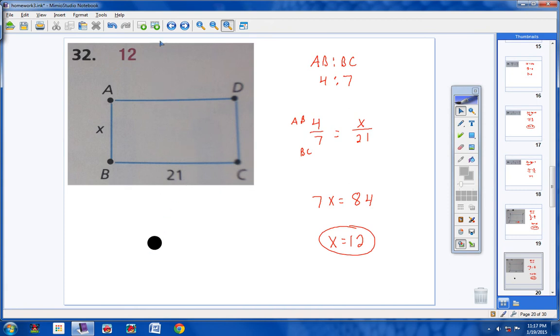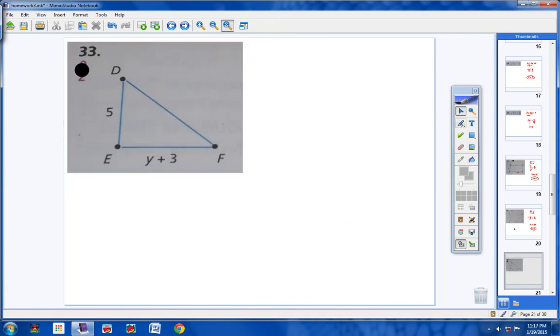All right. Okay, moving on to numbers 33 and 34. Now, the ratio they're giving us is this: DE to EF. DE to EF is 2 to 3. Alright, now let me copy that real quick so I can use it for the next problem. We're going to use that ratio there for numbers 33 and 34. So here we go. I'm going to put 2 over 3, and this would be my DE up top. 2 corresponds to DE, and 3 corresponds to EF.